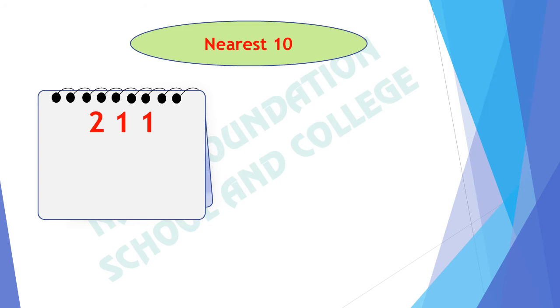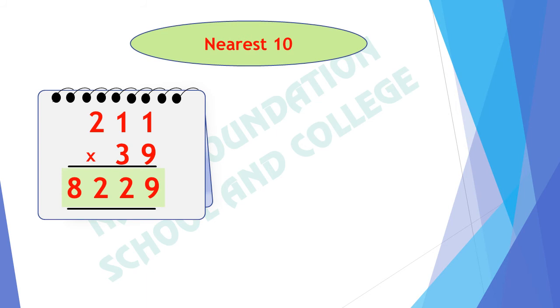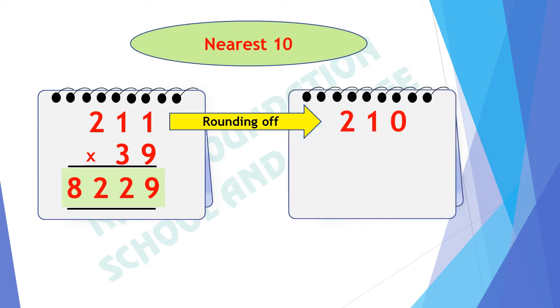If we multiply 211 and 39, we will get the answer 8229. This example also requires mental and pencil calculation. Now if we want to round off this number 211 to the nearest 10, we will consider the digit in units place. And in units place there is 1, that is less than 5. It means it will be rounded off as 210.